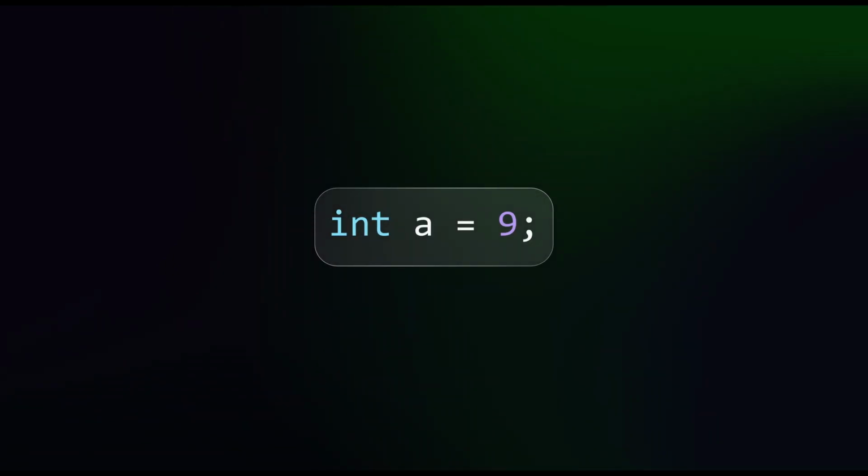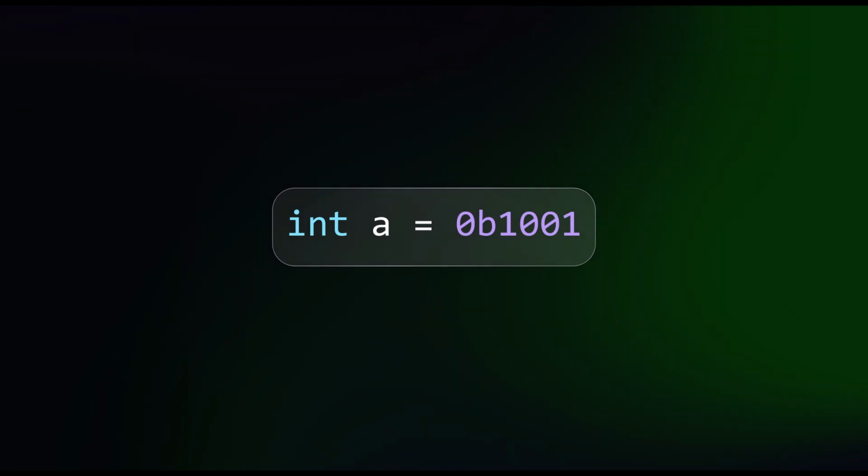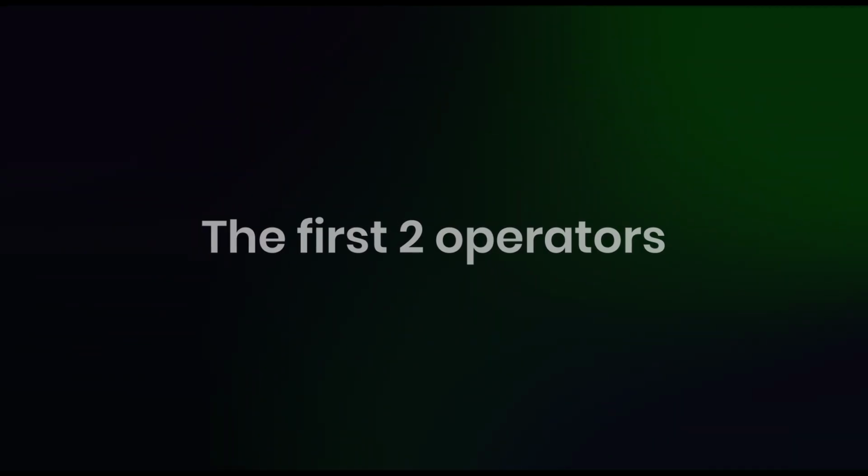So again, let's reserve space for an integer. First by using int a equals 9, then try using the C++14 syntax for binary literals. The bitwise operators are just like the regular arithmetic operators, but they work with numbers in binary form, not in decimal form. Let's see how the first two operators work.